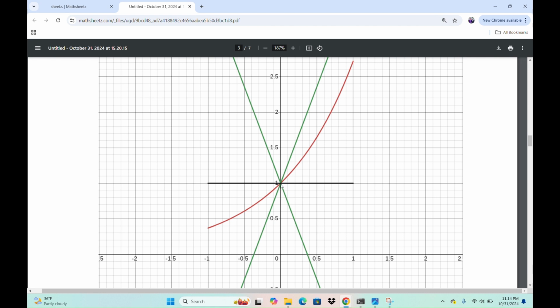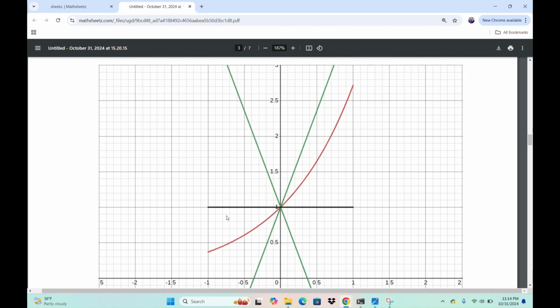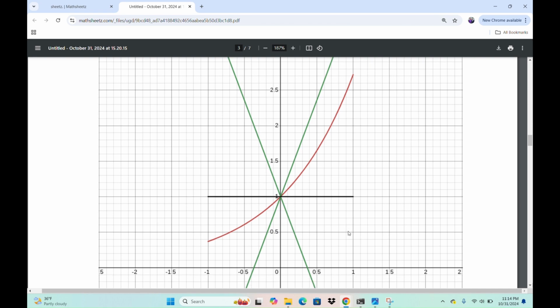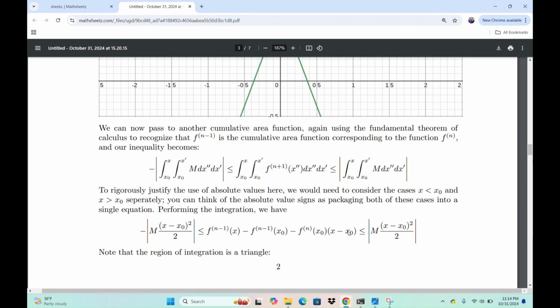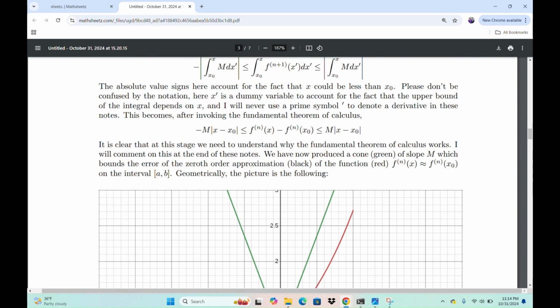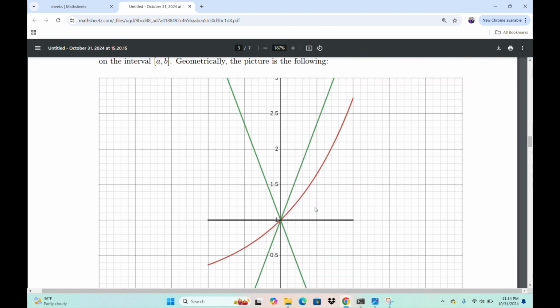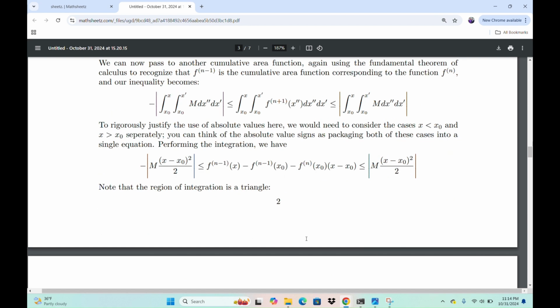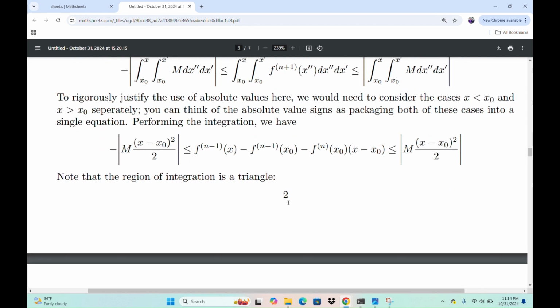Now I'm going to integrate it again. I'm going to take the cumulative area. Okay. Now, importantly speaking, I'm going to take the cumulative area of this red line and the cumulative area of the error bars. Okay. And I'm also going to take the cumulative area of my first guess, the black line. Okay. Now what happens here? Well, basically, go ahead and integrate this inequality, and what you're going to get is the following expression.